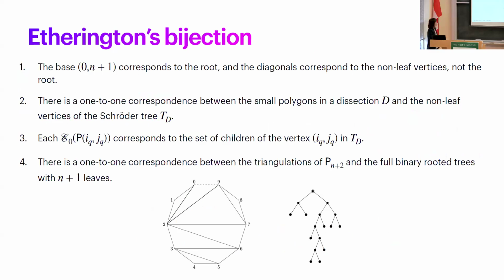Okay. Then we can see that from Etherington's bijection, the base 0, n plus 1 corresponds to the root, and the diagonals correspond to the non-leaf vertices, not the root. And there's a one-to-one correspondence between the small polygons in a dissection D and the non-leaf vertices of the tree. And each set E naught of P of I_q, J_q corresponds to the set of children of the vertex I_q, J_q in the tree. And there is a one-to-one correspondence between the triangulations of a polygon and the full binary rooted trees with n plus 1 leaves, as in the example.